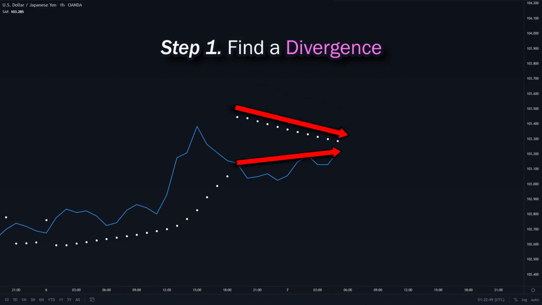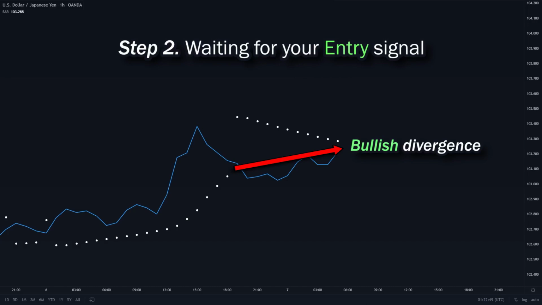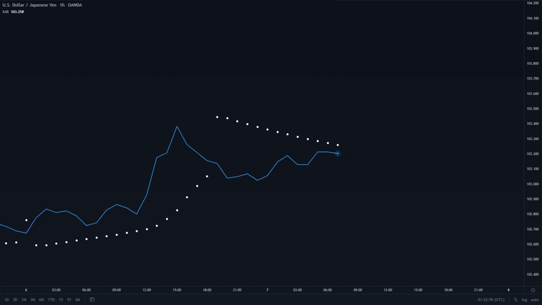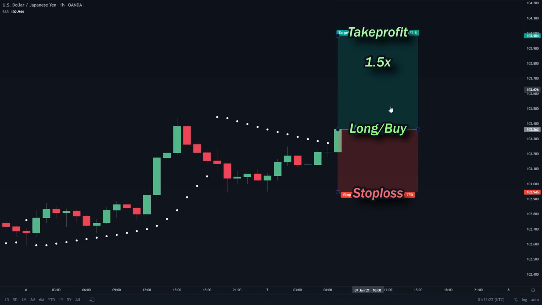Now, the question is, how do we know if this is a bullish divergence or a bearish divergence? To answer that question, you simply need to look at the direction of the price as the divergence is forming. So in this particular example, we can see that the price is heading upwards, meaning this is a bullish divergence. Now the next step is waiting for your entry signal. So for your entry signal, after the bullish divergence has been formed, you want to further confirm the bullish momentum by waiting for the Parabolic SAR to switch below the price. So once this happens, you enter a long position. Now for your stop loss, you can place it at the Parabolic SAR and set your profit target at 1.5 times your stop loss.